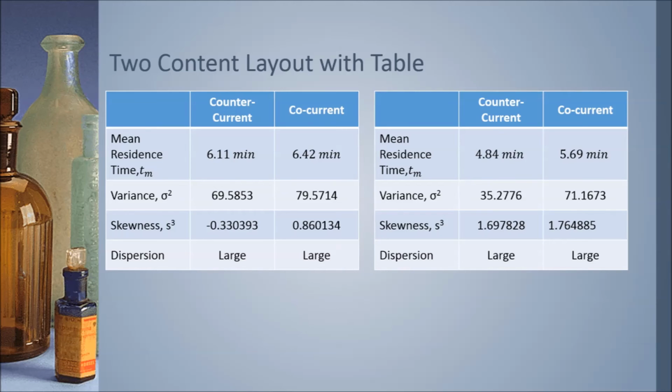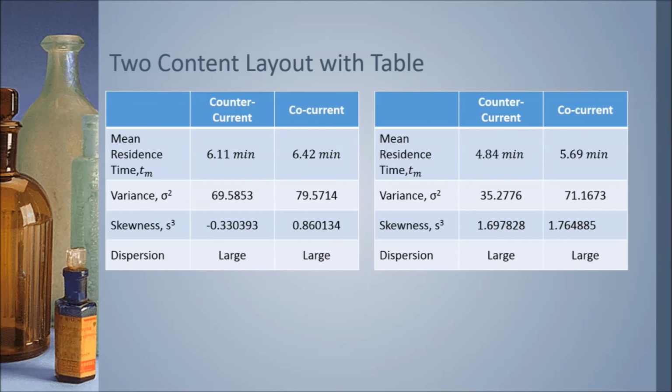We will be analyzing the two modes of operation with mean residence time, variance, skewness, and dispersion. As you can see from the table, overall co-current has a higher mean residence time than counter current. It means that the particles remain in the reactor for a longer time than in counter current. This shows that the efficiency of the co-current is slightly lower than the counter current. The same goes for the variance and the skewness. The readings in both categories in co-current are higher than in counter current.